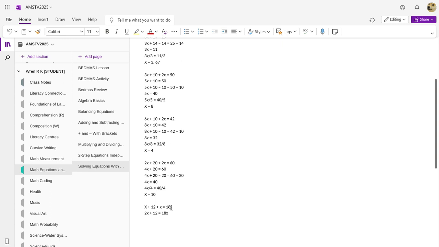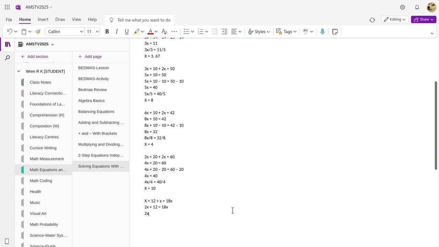I've got to move the other x, the 2x, over to the other side where 18x is. Well, hang on. I got to move that x first. So how am I going to move this x from here and put it over here? If I picked it up and moved it over, that's the same as doing what to it? Not divide. Multiply.